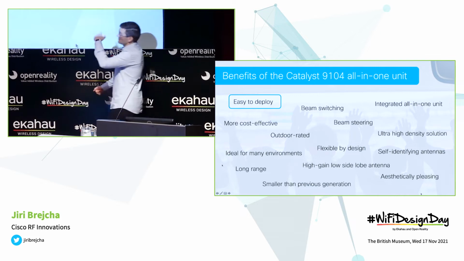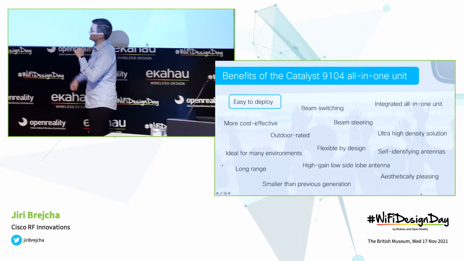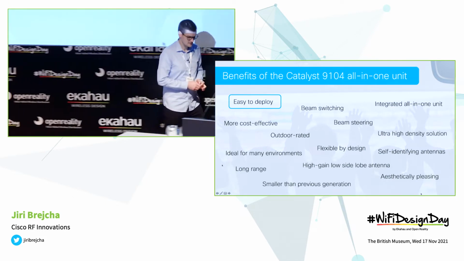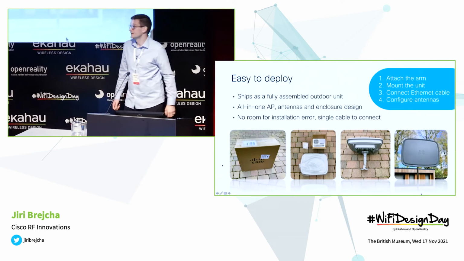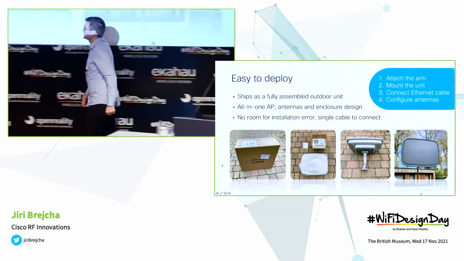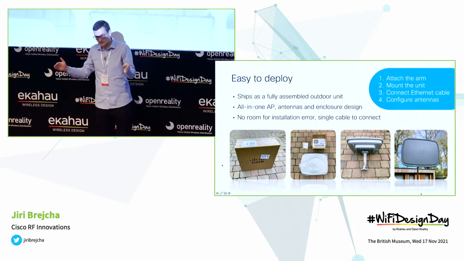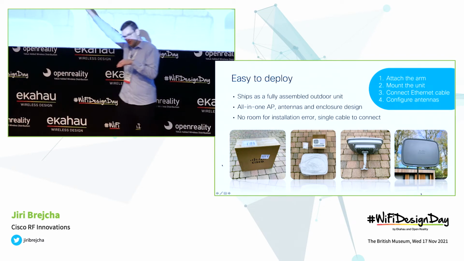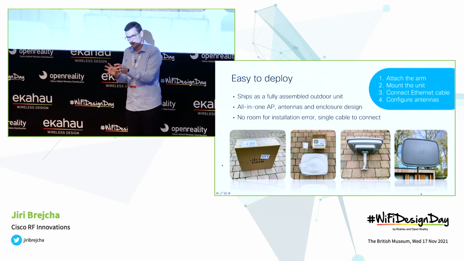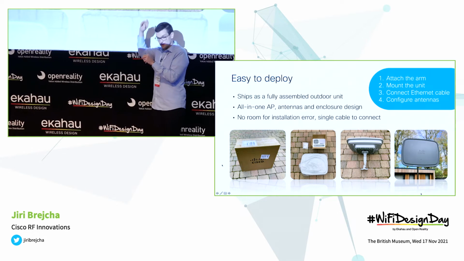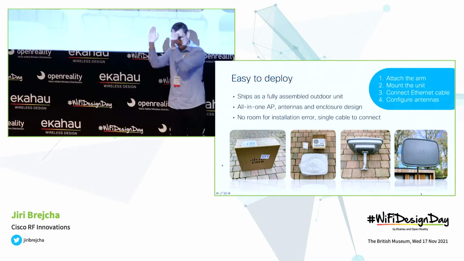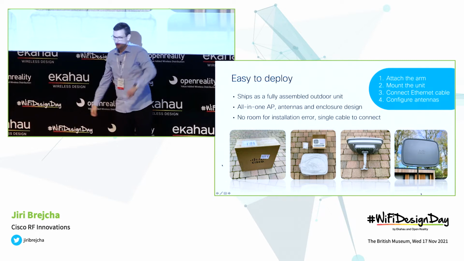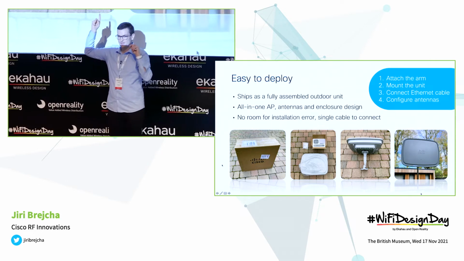I was going to list some of the benefits for you and talk about a few of these as we go. So the ease of deployment, arguably for me, that's the main feature. That's feature number one. If you get the 9104, what you get is a single box delivered to you. You open the box. There's the all-in-one unit, the mounting arm, and a little bag with the accessories. So all you need to do is attach the mounting arm, mount the unit, plug in the Ethernet cable. That's it. You get off the ladder, you get to the controller, and you configure your antennas.